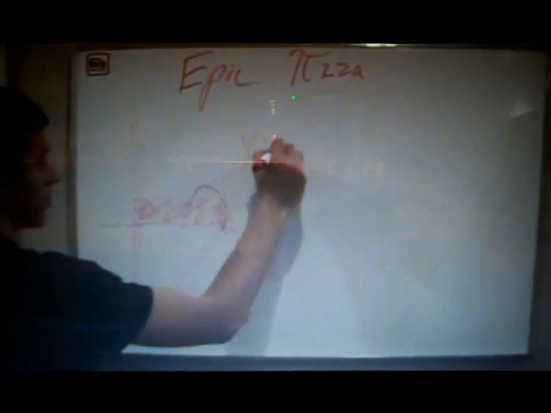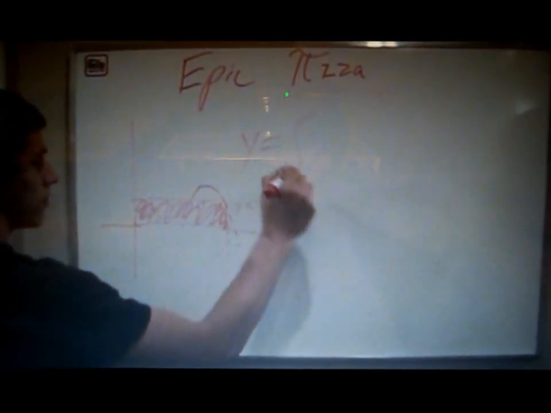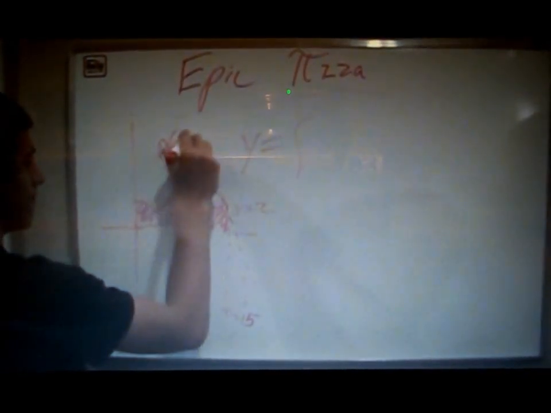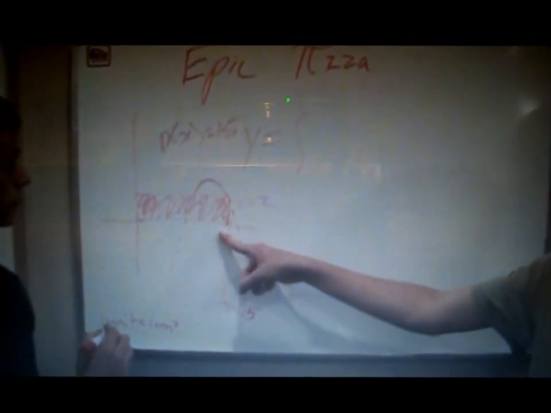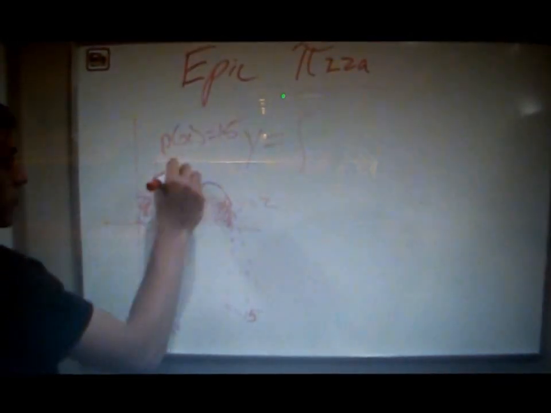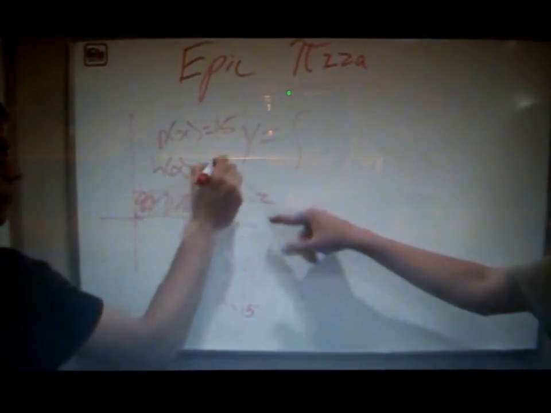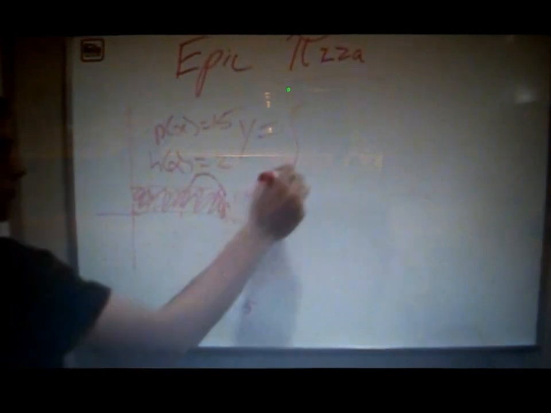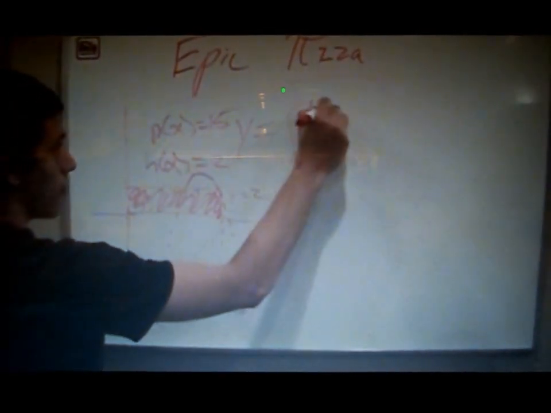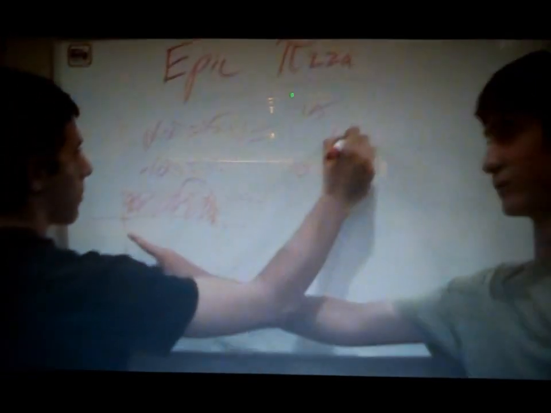So our p of x value would turn out to be our radius, which is 15, since it's 15 centimeters from the base. And then our h of x value, our height, would be 2 centimeters, since it's 2 centimeters off the ground. And our integral would be from 0 to 15, since it's from here to here.